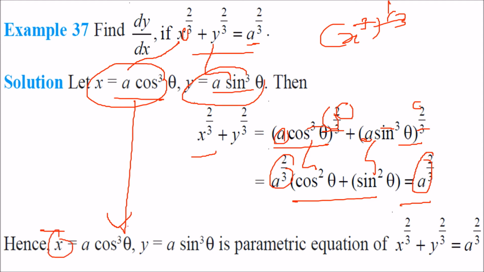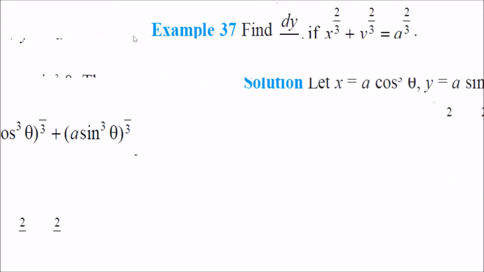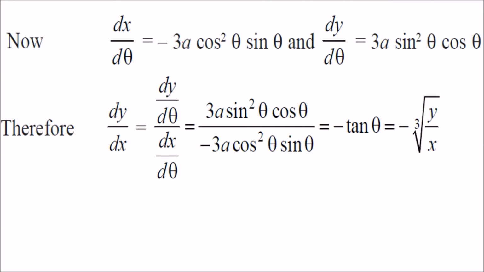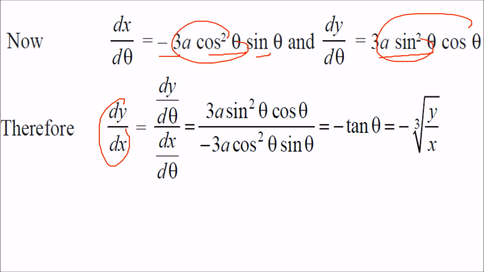So we'll find dx by d theta and dy by d theta, and we'll divide dy by d theta by dx by d theta. Dx by d theta is what? Minus 3a cos square theta sin theta, and dy by d theta is 3a sin square theta cos theta. You know how to differentiate these two. So dy by dx will be this divided by this, and you get this, where 3a gets cancelled out, minus will remain, and sin gets cancelled by sin, and cos by cos. Sin by cos is tan.